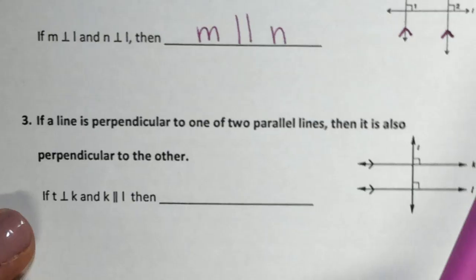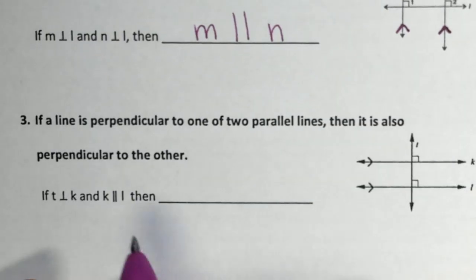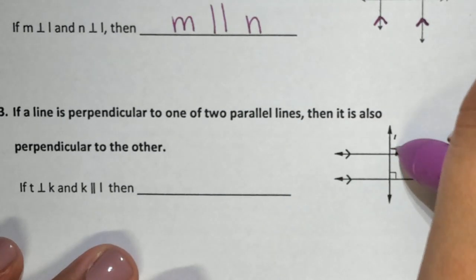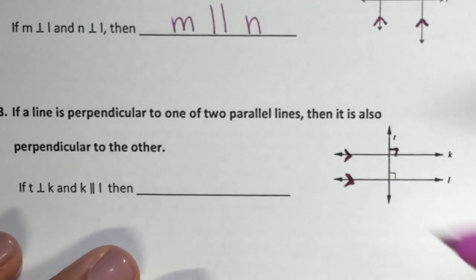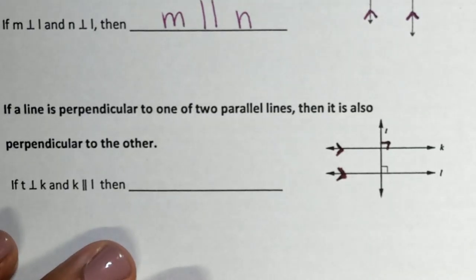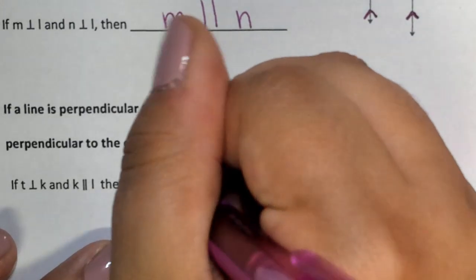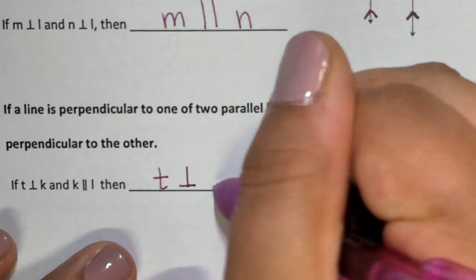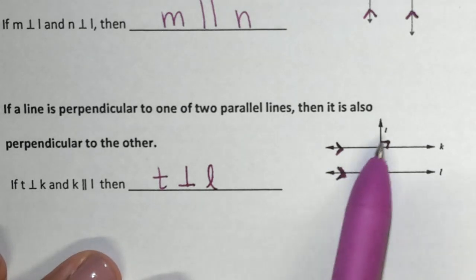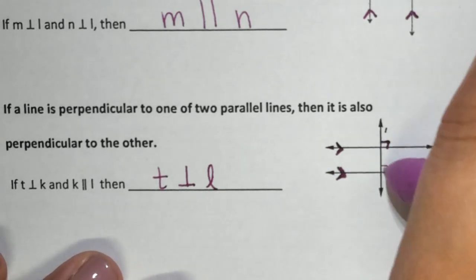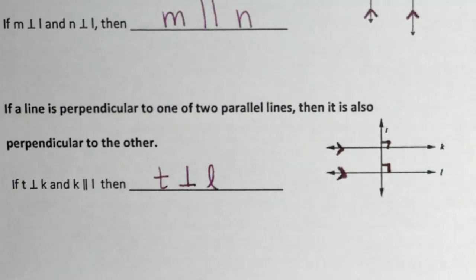Last one for the theorems. If T is perpendicular to K, so I'm going to draw a little box right there, and K and L are parallel, you see how they have arrows? What do I then know? Perfect. T is perpendicular to L. If I know these two are parallel and that's perpendicular, what do I know about this one down here? It's perpendicular. That's an L. It's just a cursive L so it doesn't look like a 1.